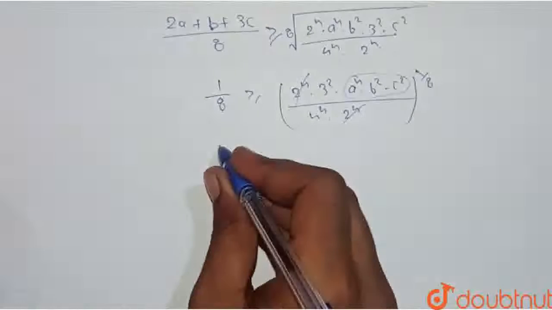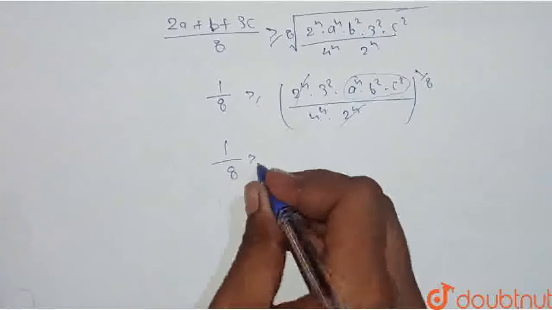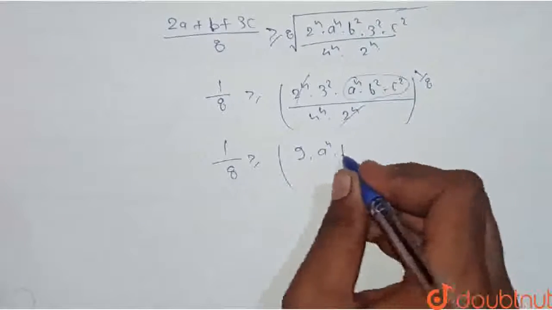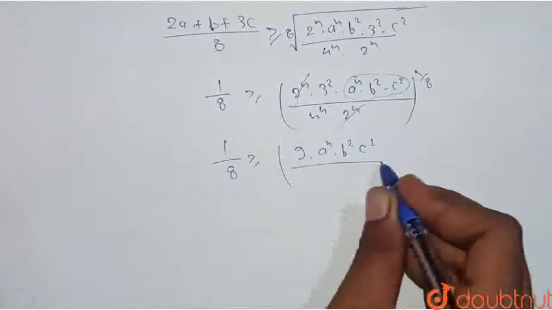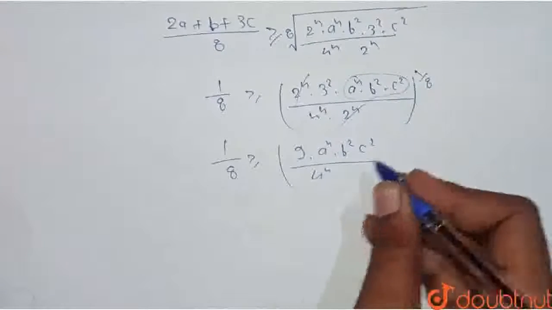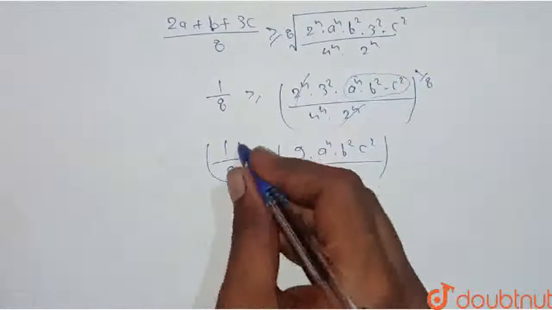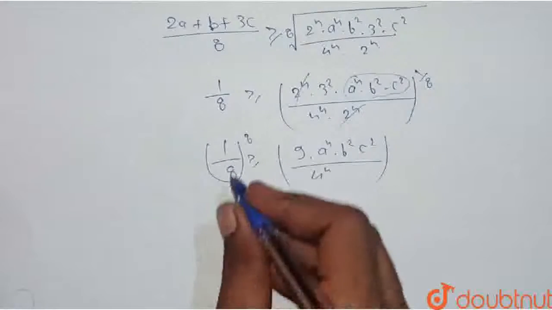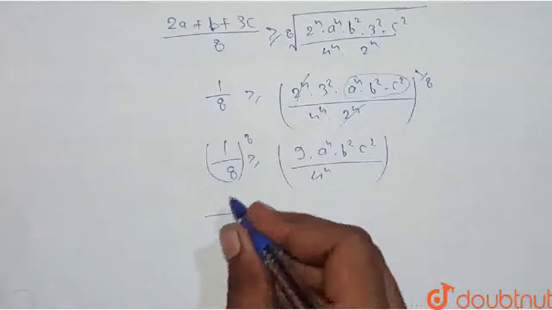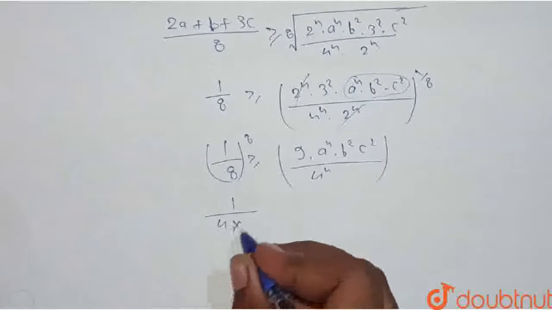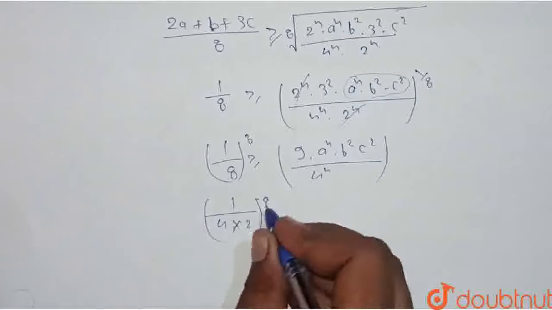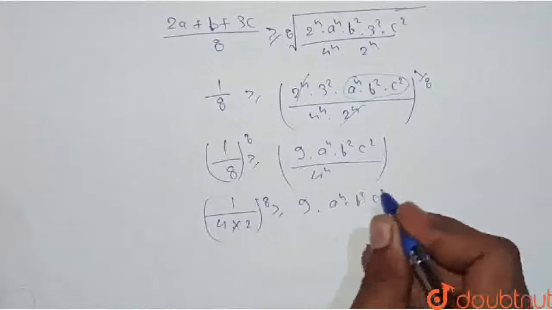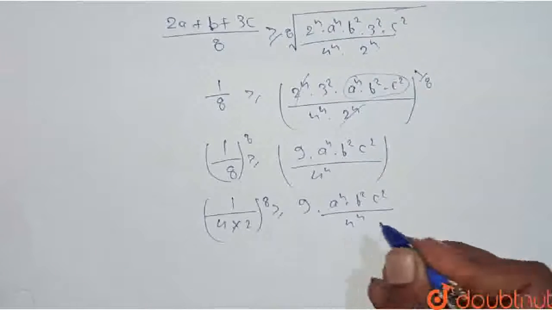So if we simplify it, we can write 1 by 8 is greater than or equal to 3 square is 9, a raised to the power 4, b square, c square, 4 raised to the power 4. This 1 by 8 we can throw here. So if we write this, we can write this 8 in the form 2 in 4 into 2, the whole power 8 is greater than or equal to 9 into a raised to the power 4 into b square c square divided by 4 raised to the power 4.